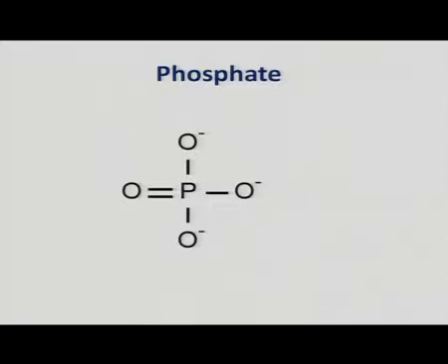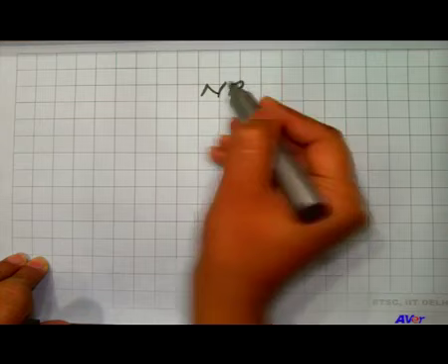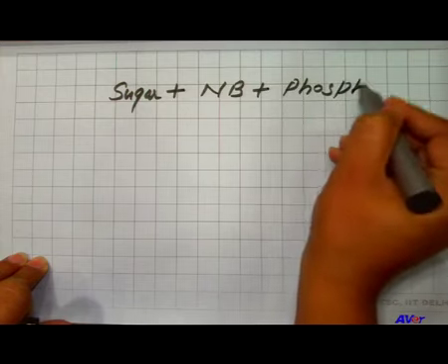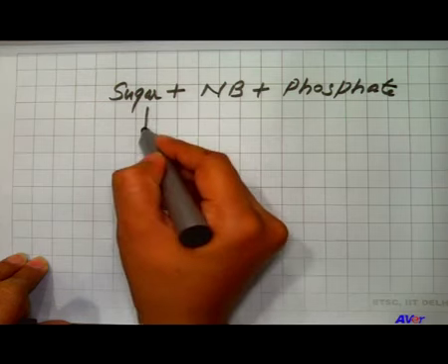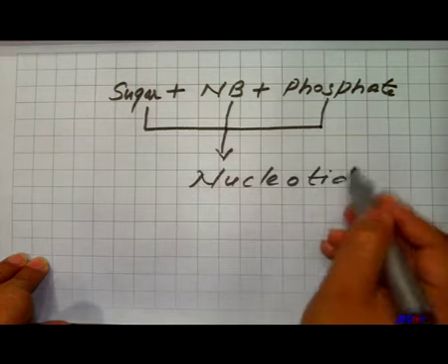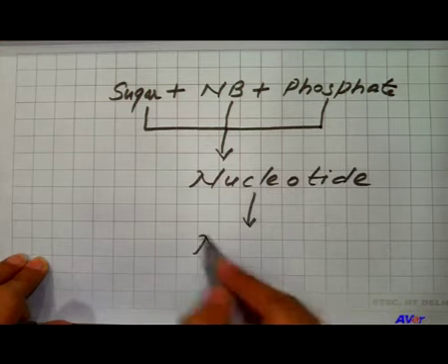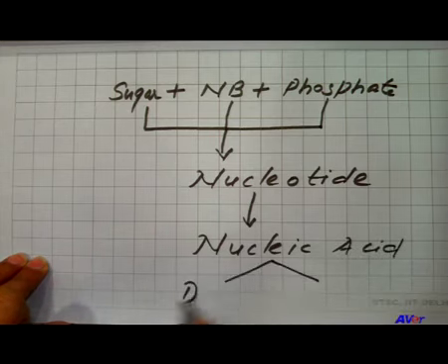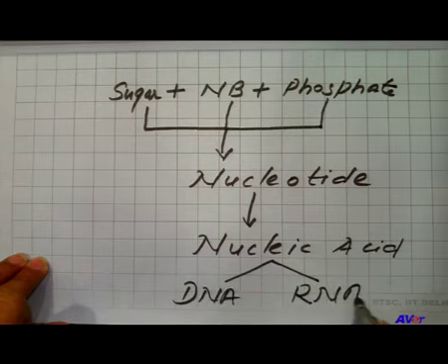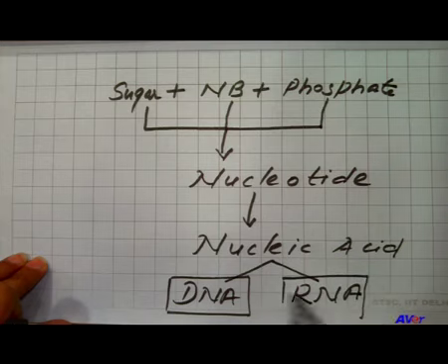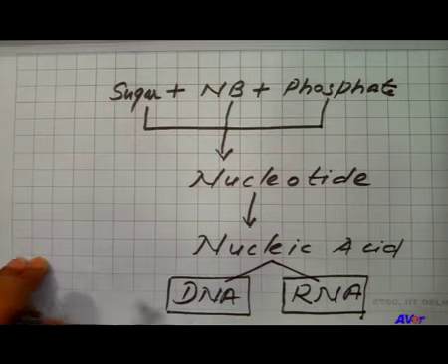As I told you, the nitrogenous bases, the sugar and the phosphate molecule, these three main components combine to form one nucleotide, and many nucleotides combine to form nucleic acid, and this nucleic acid is of two types. One is DNA and another is RNA. In DNA the sugar is deoxyribose sugar, and in RNA the sugar is ribose sugar. The basic difference between these two nucleic acids is the presence of ribose sugar and deoxyribose sugar.